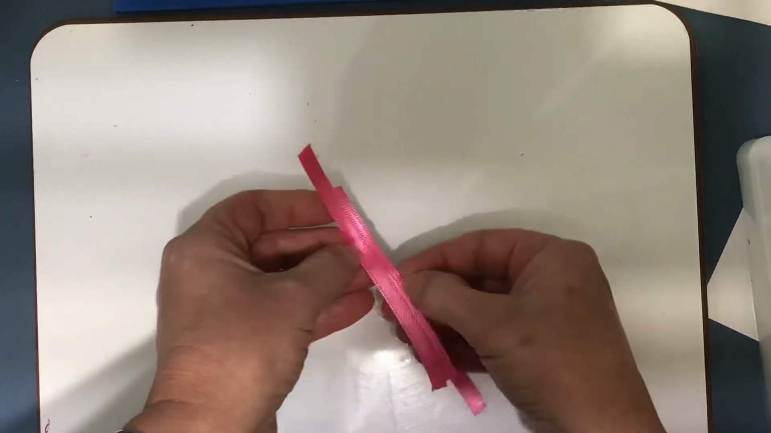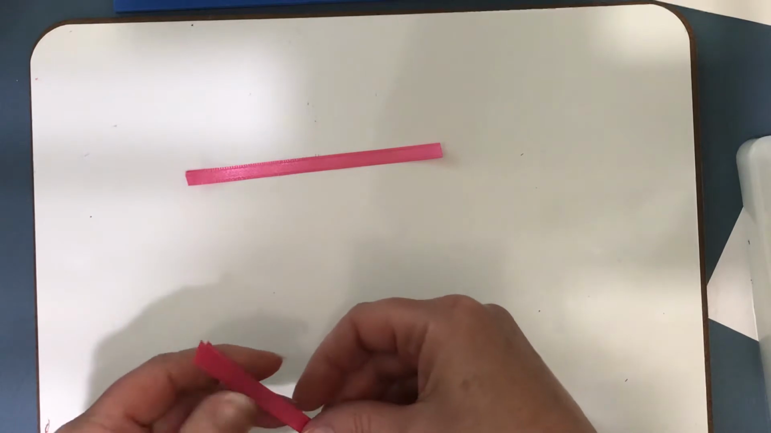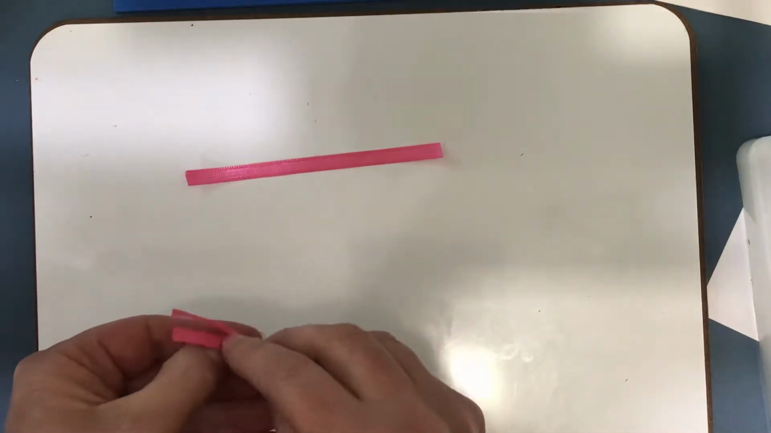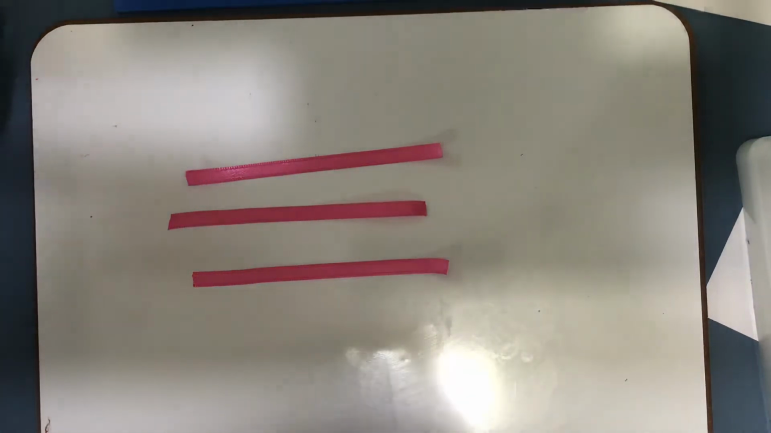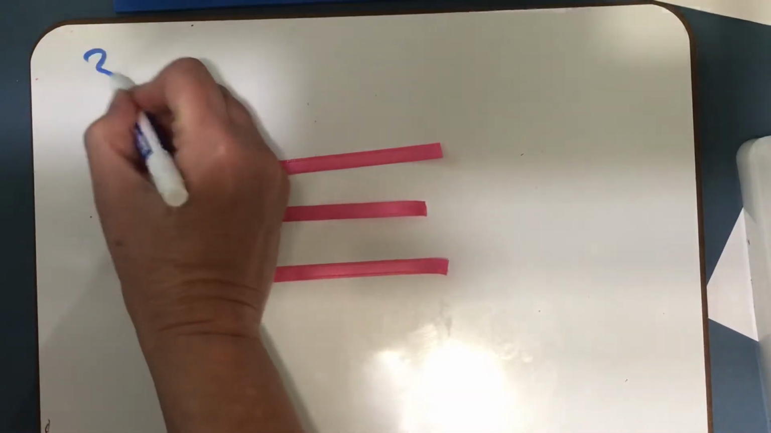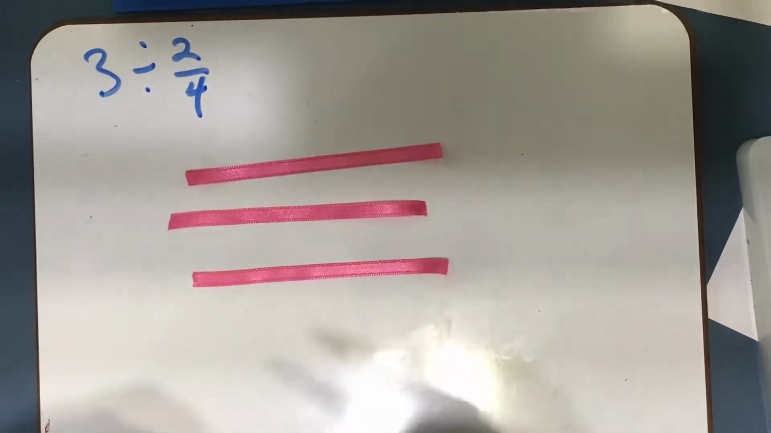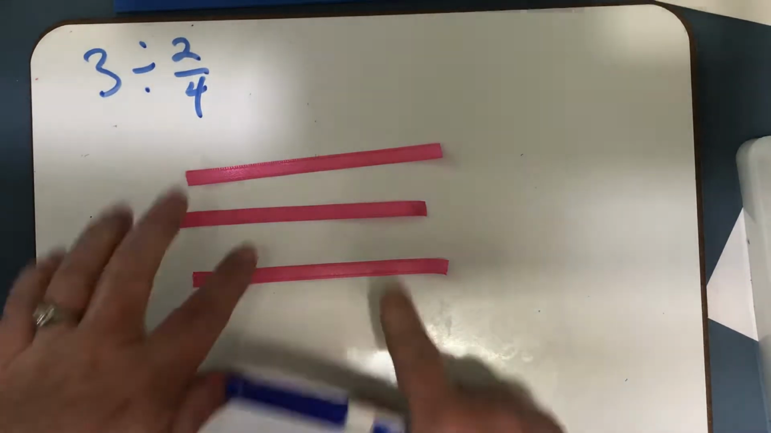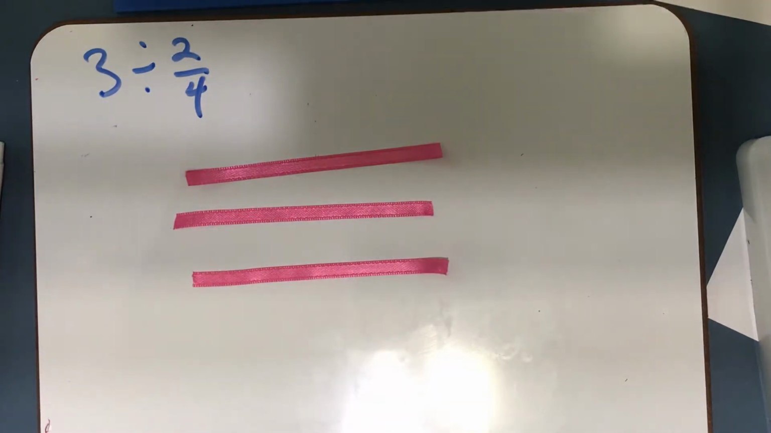Actually, 3 pieces of ribbon. Okay, I have 3 pieces of ribbon right here, and I'm going to divide the ribbon by 2/4. So 3 divided by 2/4 is the problem that I'm going to be doing. What I'm trying to find is how many 2/4 sections do I have in 3 pieces of ribbon.